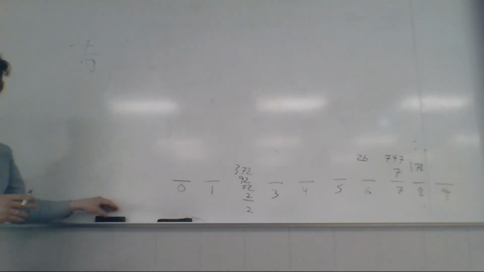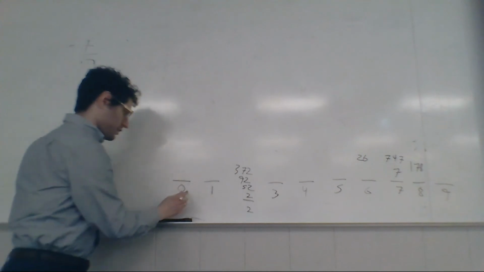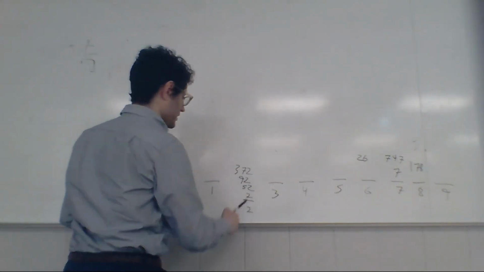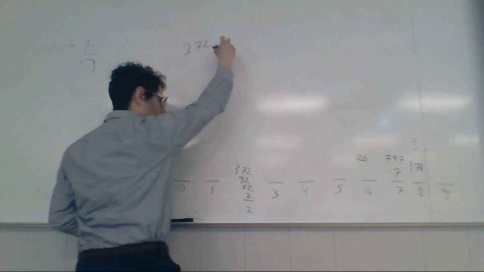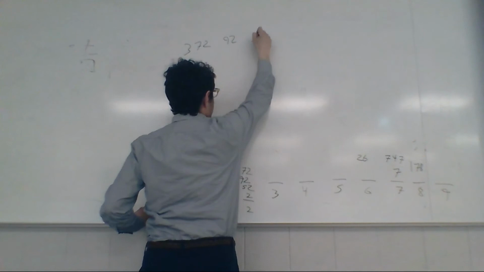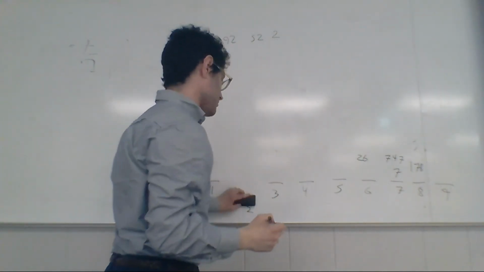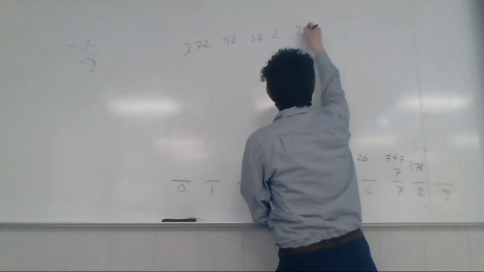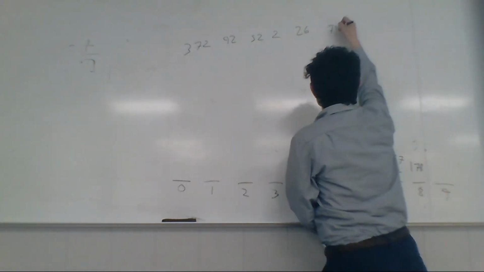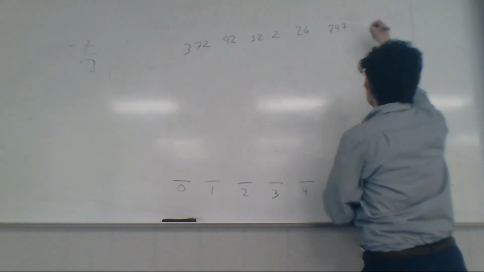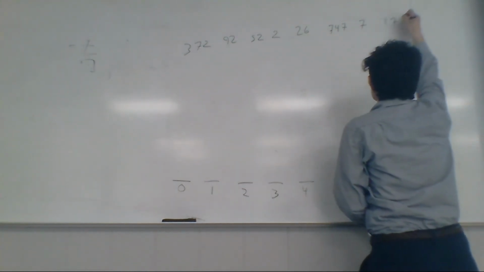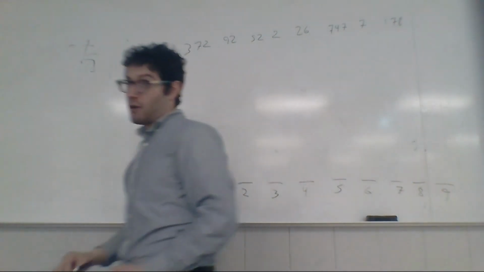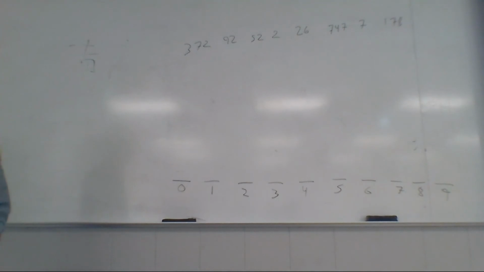Now we go through each queue in order and dequeue them. 0 is completely dequeued, 1 is completely dequeued. Now we dequeue the entire 2 queue: 372, 92, 52, and 2. It's queues, so they get ejected in the order they got injected. Then 26, 747, then 7, then 178. That doesn't appear to have done much, but there is an ordering now. How are things ordered now? By the last digit.